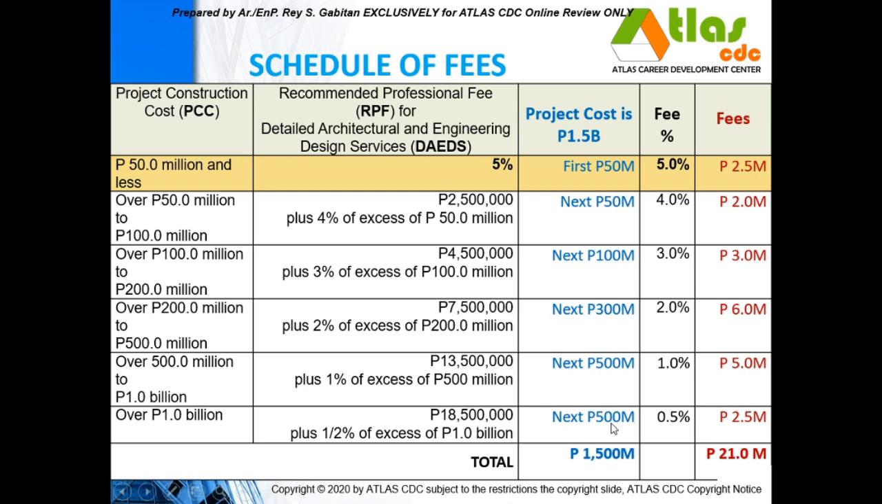Based on 500 million, your fee now is 2.5. So you just add all of this, your total fee is 21 million. If you add this one, this one, this one, this one, it will be at 1.5 billion. So that is the project cost, and your professional fee is 21 million.